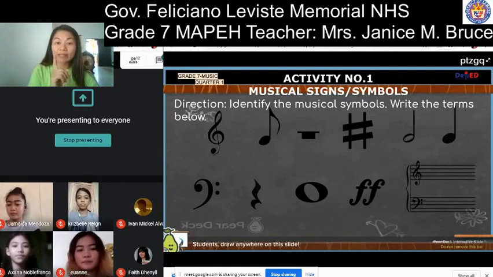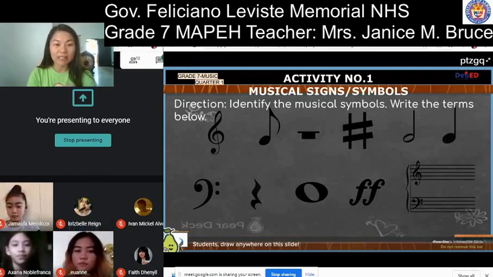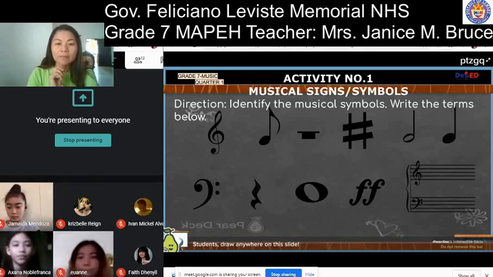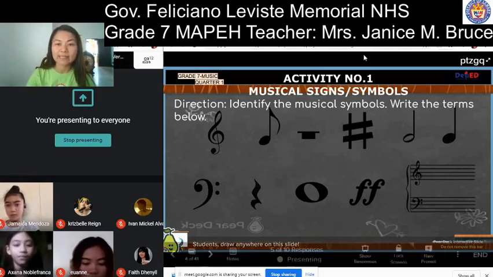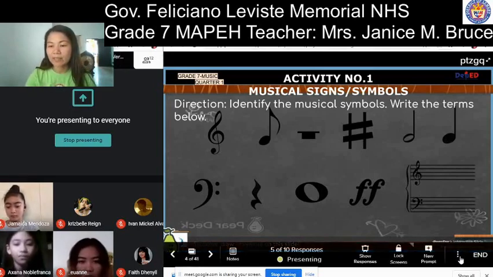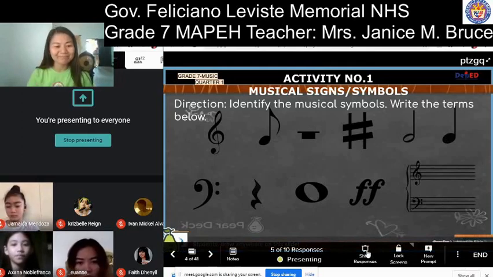The direction is to identify the musical symbols. Write the terms below. So that means you have to open up your virtual board and answer and give names to the symbols that are appearing on that board. You may begin answering as I tell you the direction again, that is to identify the musical symbols, and I would know who is giving his or her best to answer as quickly as possible.